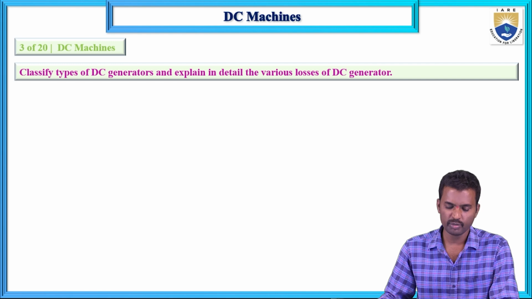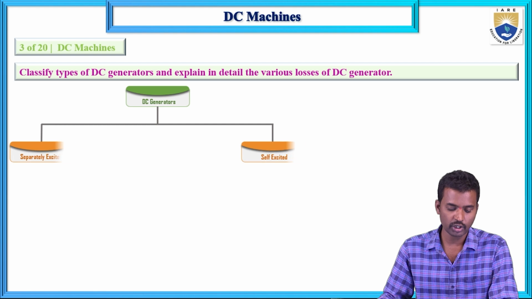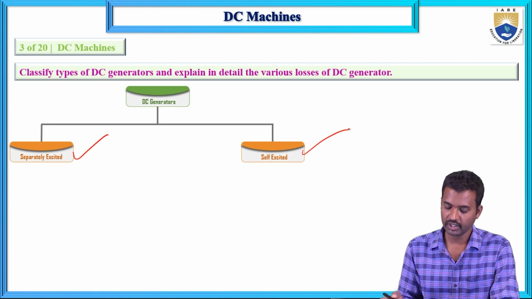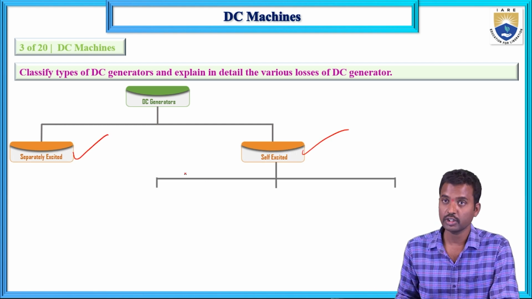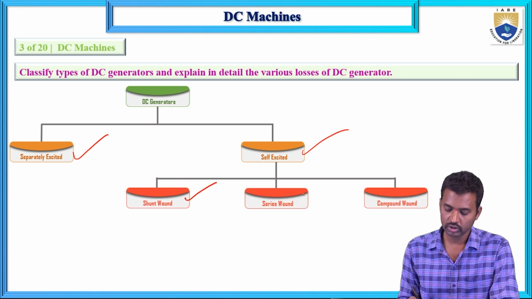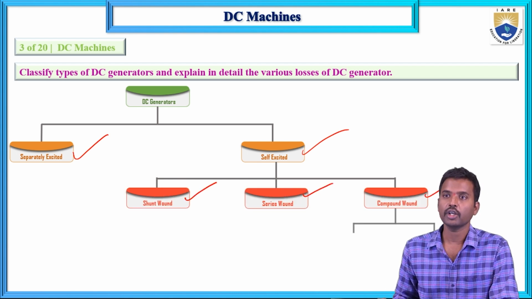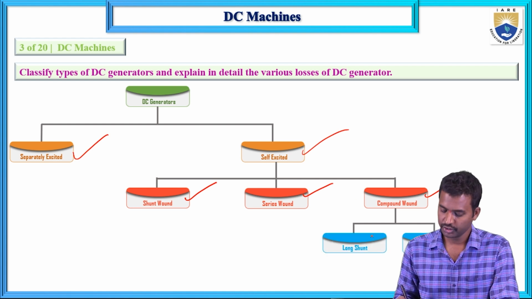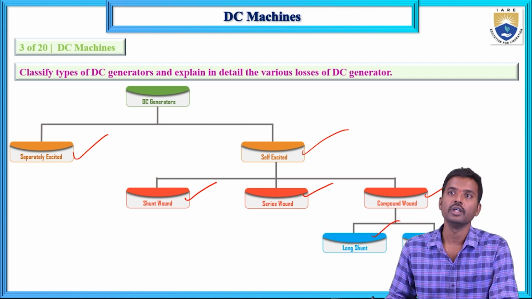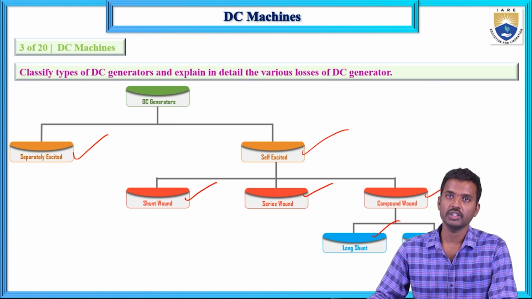Next, classify types of DC generator, explain in detail. First, DC generators are classified into separately excited and self-excited. In the self-excited, as we discussed in the previous slide, there are shunt wound, series wound, and compound wound, and the compound one again has long shunt and short shunt. So these are the different types of DC generators. The individual circuits I already explained in the previous lecture on classification of DC generators. Just go watch that lecture.